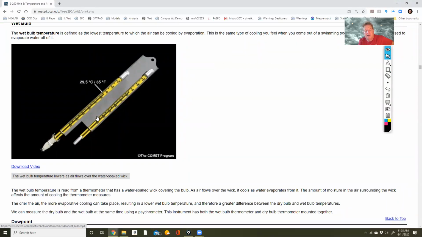Notice that there's one thermometer just sitting there. You spin it around, and it's the temperature, the dry bulb. But on this one, see this little wrapping of cloth? That wrapping of cloth you soak in water. So when I spin it around, what does the water do? It evaporates, just like you sweat.